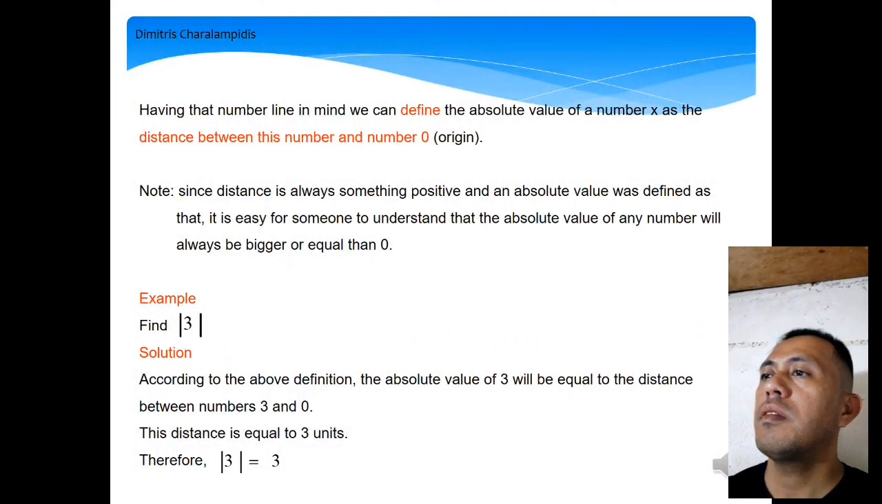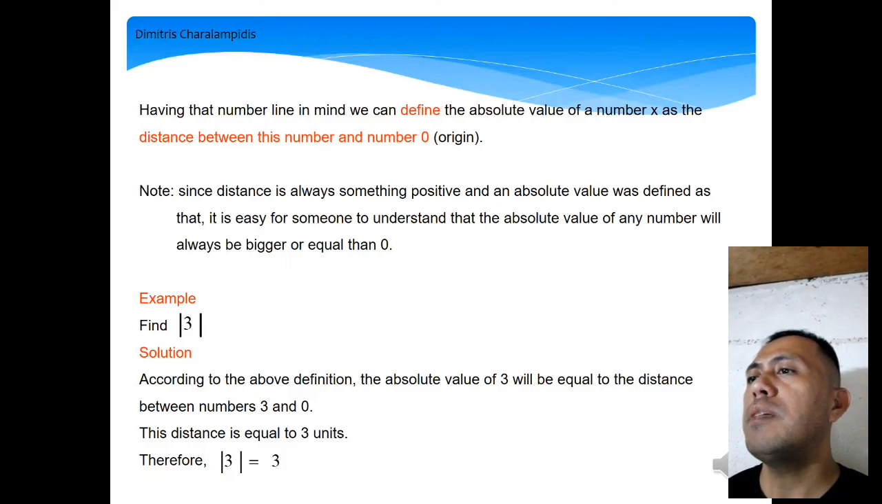Example 1. Find the absolute value of 3. According to the definition, the absolute value of 3 is the distance between 3 and 0 on the number line. This distance equals 3 units, so the absolute value of 3 is 3.